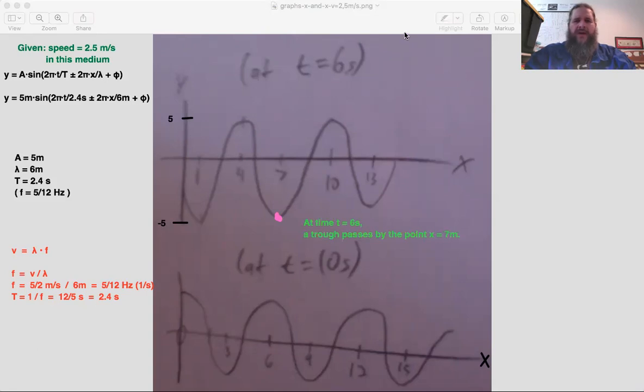What we want to do here is find the same trough on the other graph. And of course, it won't be at x equals 7 meters anymore because it moves during that time. Specifically, how much time passes between these two graphs? 4 seconds. Right. 10 seconds is 4 seconds after 6 seconds. So 4 seconds later, that trough is no longer going to be at 7. It's going to be somewhere else. We don't know if it's gone to the left or to the right, but we can figure that out based on the amount of time. We know 4 seconds pass. Can you figure out how far that trough travels in 4 seconds?